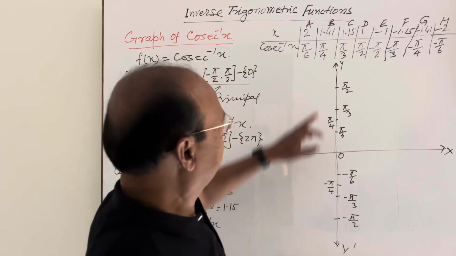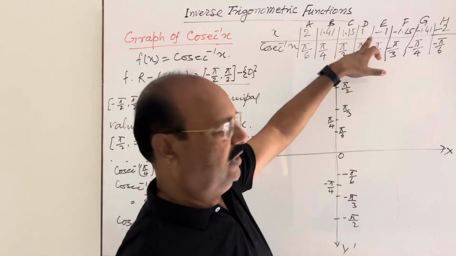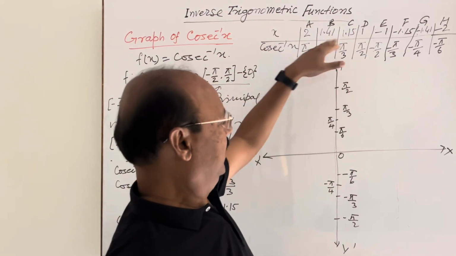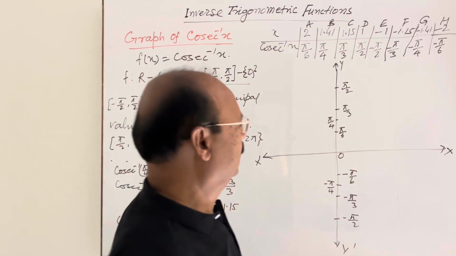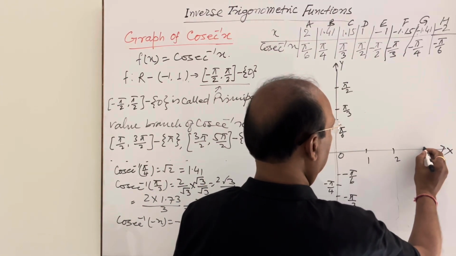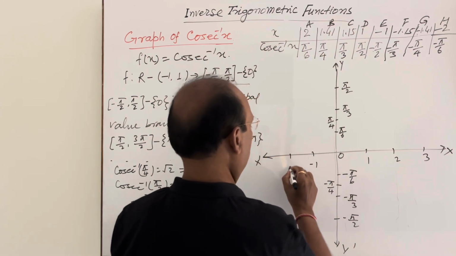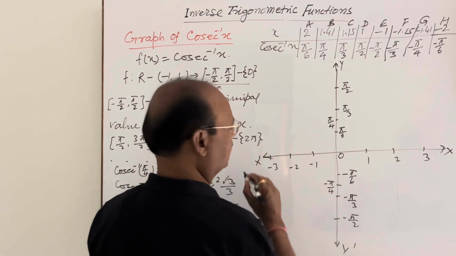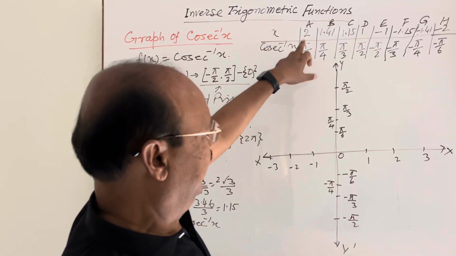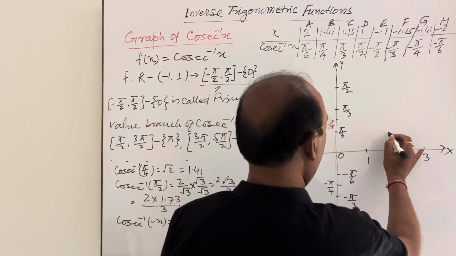Now we have to take these values 2, 1.41, 1.15, 1 respectively to these values of cosec inverse x along the x-axis. Correct? So suppose 1 is here, 2, 3, and so on. Here minus 1, minus 2, minus 3, and so on. First we will take pi by 6 and 2. Pi by 6 is here, 2 will be here approximately.